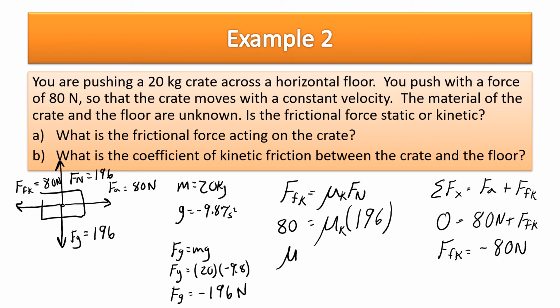So the coefficient of kinetic friction, you just take your frictional force and divide it by your normal force, which we found before, and you get about 0.408. And there's no units on that because this is a Newton divided by a Newton. Okay, so the frictional force they told you in the problem, you just had to look at your free body diagram, and the coefficient we said was 0.41. Cool, so that's a little bit tricky.